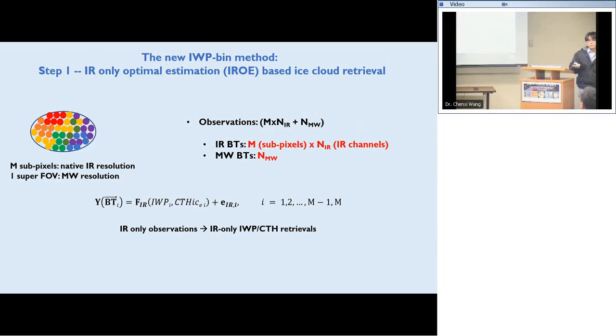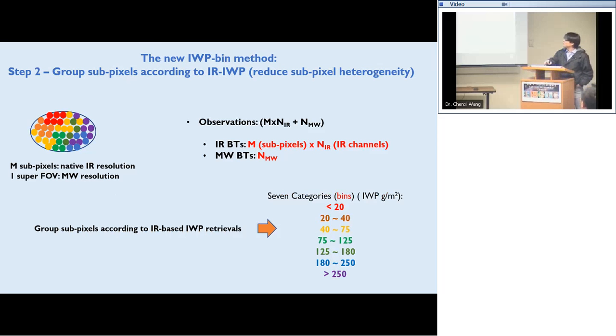For step 1, we conduct infrared-only optimal estimation retrievals for each pixel. Here we just use the infrared observation only. If we write the equations for infrared, we can retrieve cloud properties for each small pixel. So we retrieve IWP and cloud top height for each pixel. This is step 1.